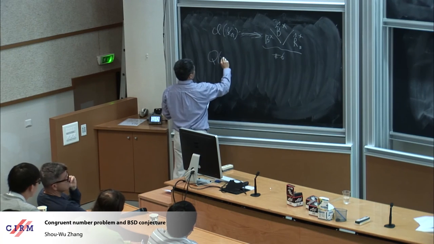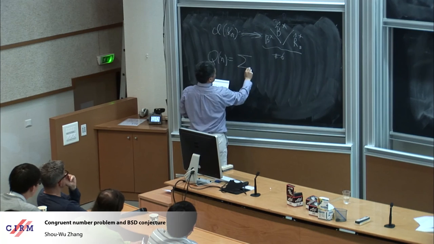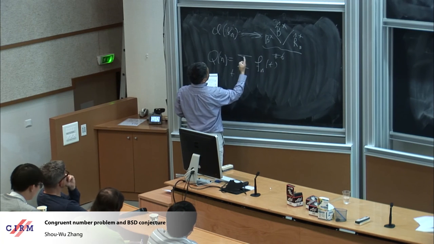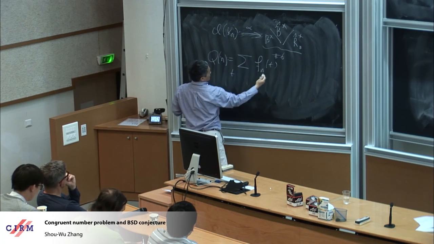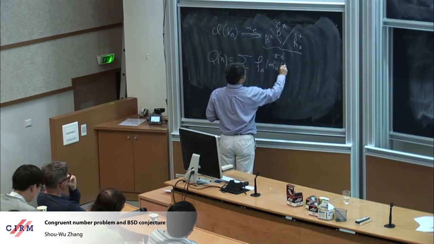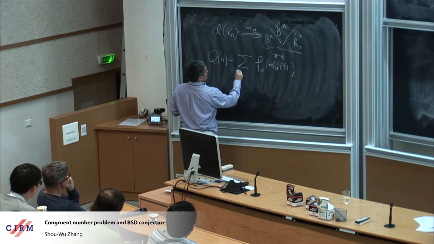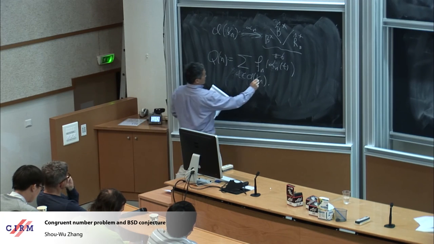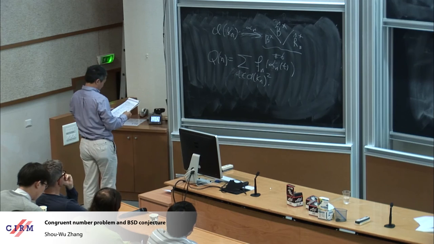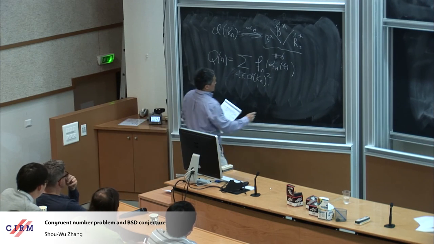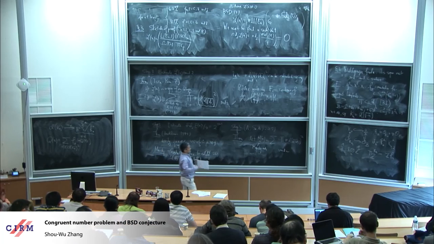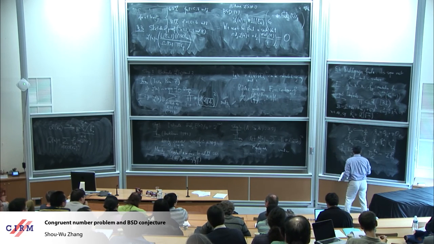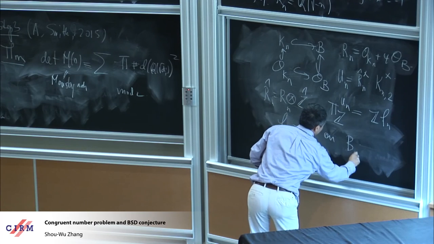I define Qn to be the Fn of t, with t inside the class group of Kn. Well, this is not a beautiful thing. Let's write alpha, and alpha n of t. And I want to take the square. The beautiful thing is the following: this Fn I constructed here satisfies an amazing property. If you know a little bit, it's not very surprising. Fn is congruent to one on B square.